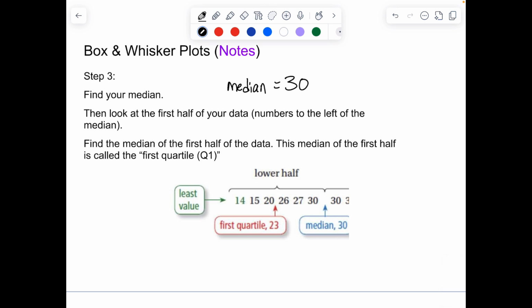Now we're going to look at the numbers that are to the left of our median, or to the left of 30. So we're looking at the lower half of our data. Now we are going to find the median of the first half of that data. The median of the first half of your data is where your first quartile starts.